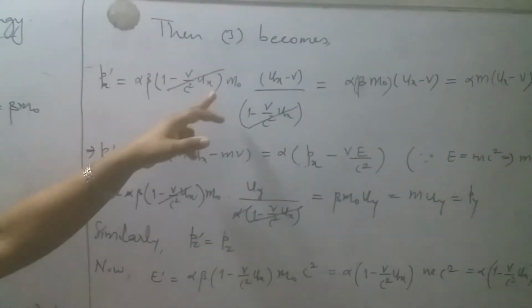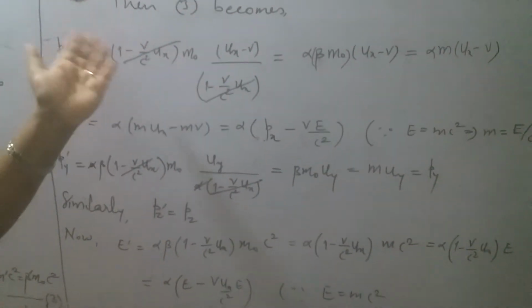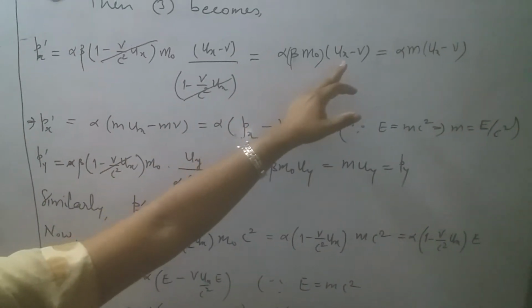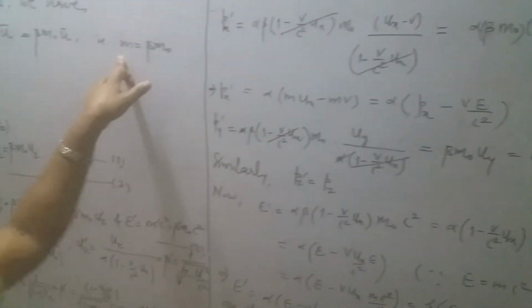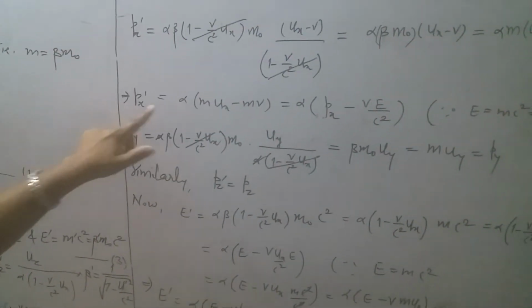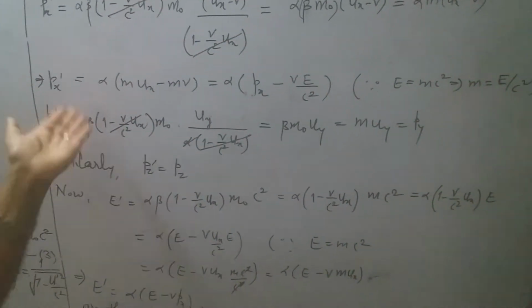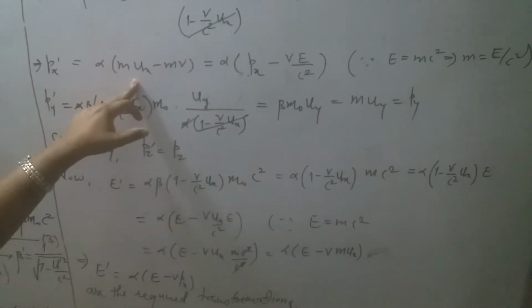Px dash is equal to, just substituting the values, alpha beta 1 minus v by c square ux into m naught ux minus v upon 1 minus v by c square ux. We will find that these two terms get cancelled, and we are left with alpha beta m naught into ux minus v. So here beta m naught is nothing but m, so we rewrite it as alpha into m ux minus v. This is px dash. So px dash is alpha into m ux minus m v, just multiplying by m, or taking m inside the bracket, because we know that mass into velocity is the linear momentum and this is the x component, so we denote it by px.